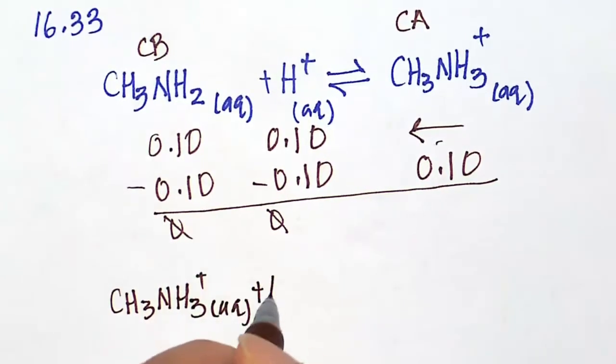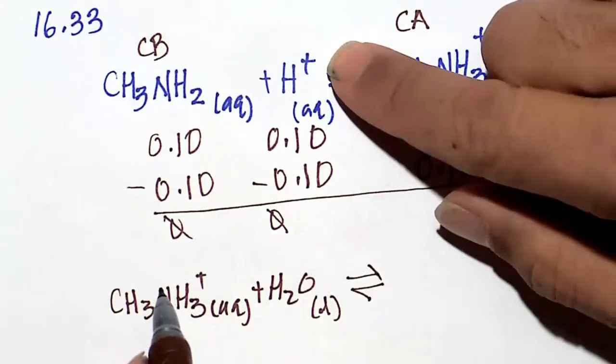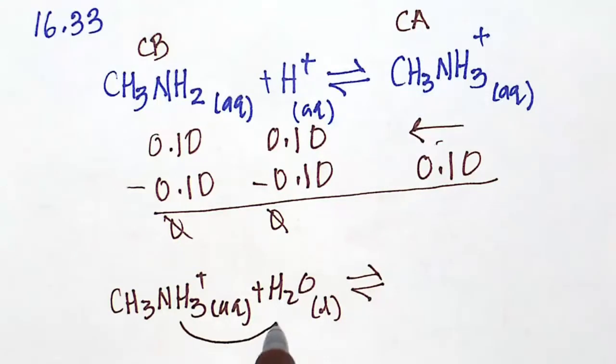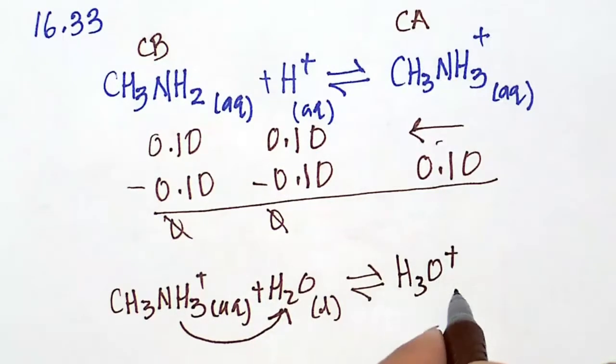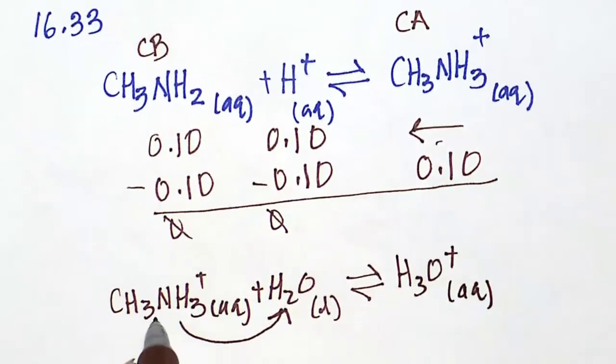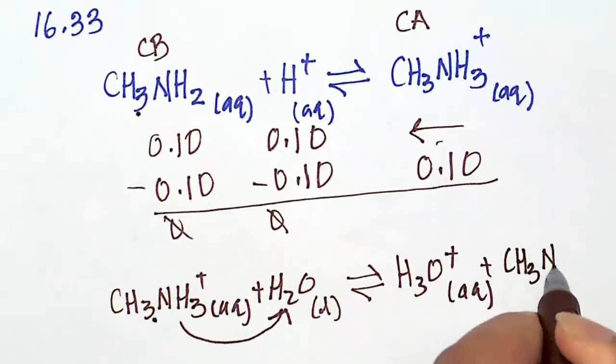So the back reaction is CH3NH3+, and this is all in water. And we're going to reverse this. Here, the methylammonium, the conjugate acid, will do what acids do and give off a proton, giving us hydronium ion. And as a result, we get CH3NH2.